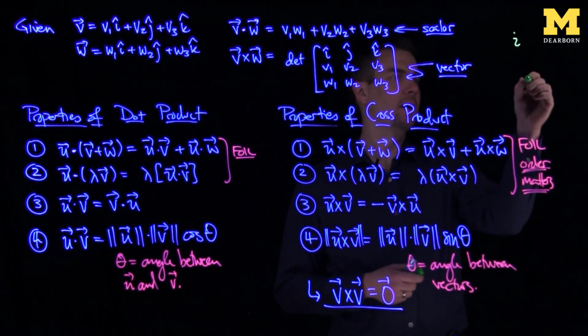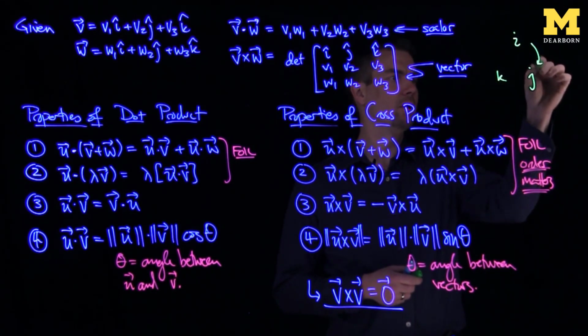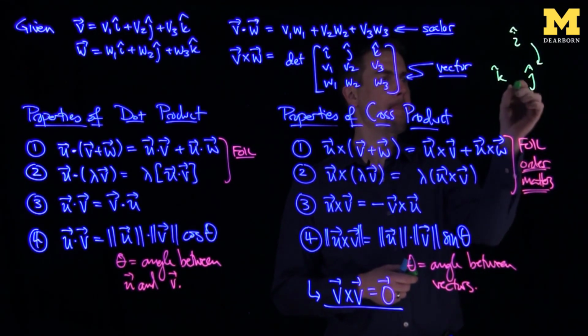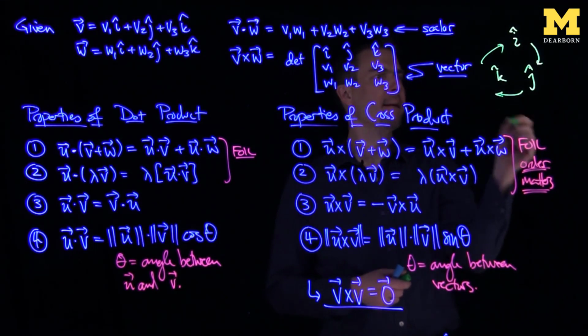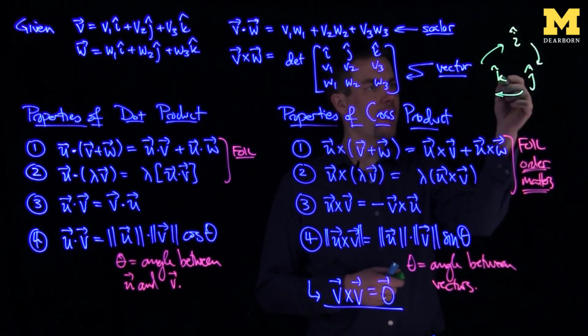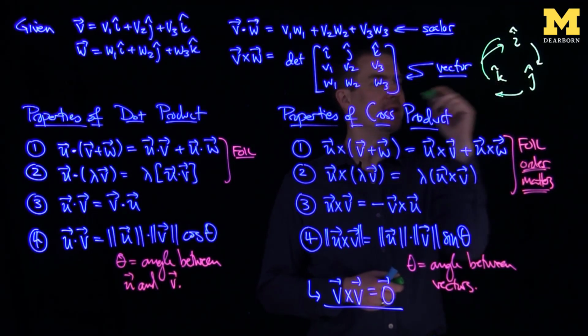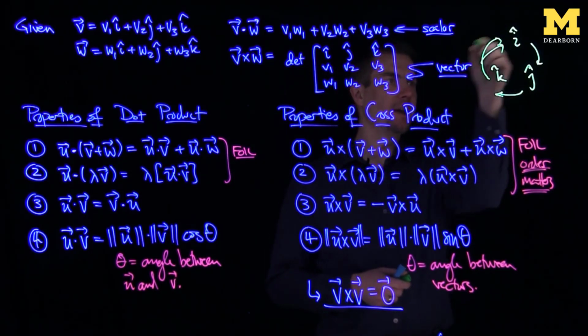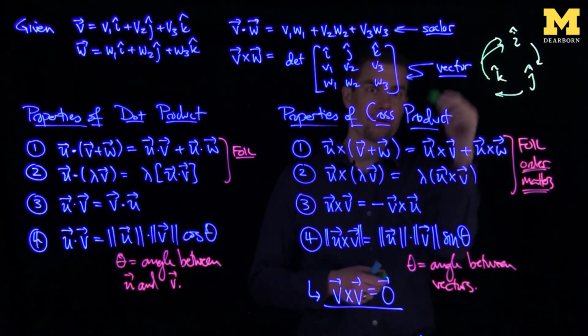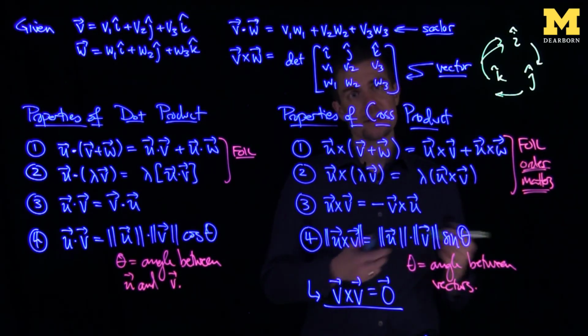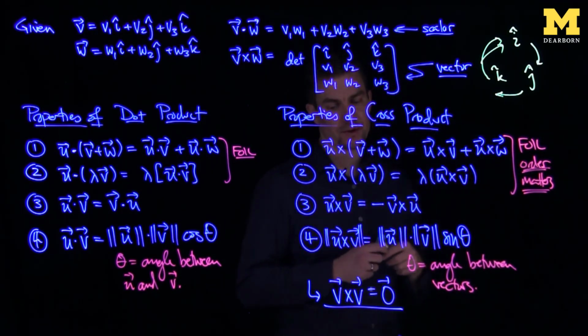If we have i, j, and k, and we put them into a circle, if you do i cross j, you get k. If you do k cross i, you get j. j cross k is equal to i. So if you go around the circle in a clockwise rotation, you can figure out the cross products. And if you go in an anti-clockwise rotation, you get the negatives of those things.